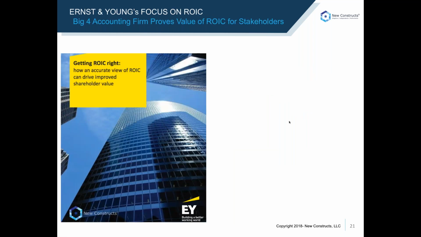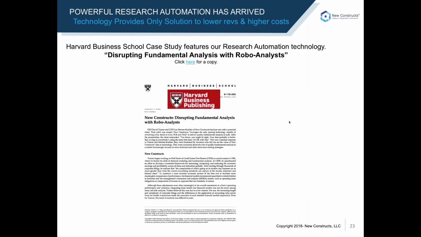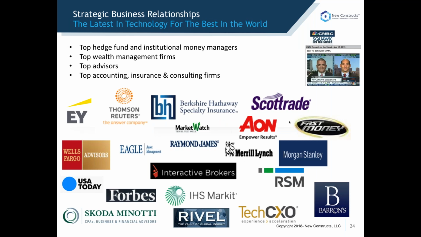As I mentioned before, don't just take our word for it. Ernst & Young did a white paper, which we're happy to share with anybody after this, and you get this straight from our website, that has an appendix that proves the material superiority of our data for 4 mega cap companies, Dow Chemical, Caterpillar, and Comcast. And in the appendix, you can see how our data compares to big firms like Capital IQ and Bloomberg. So we show apples to apples exactly how our data is better. In addition, Harvard Business School did a case study on our robo analyst technology and how it expects we will disrupt fundamental analysis.